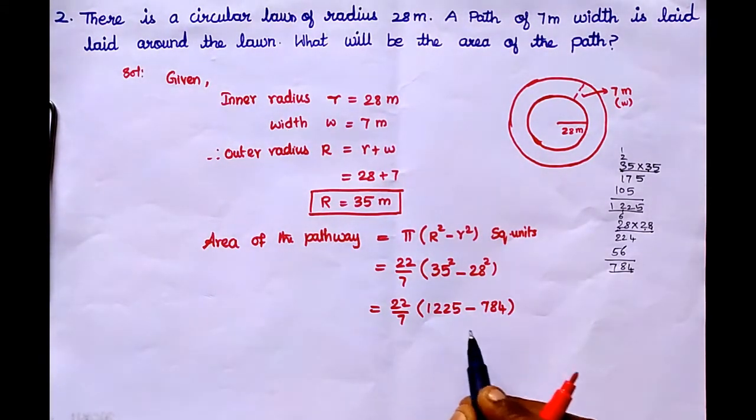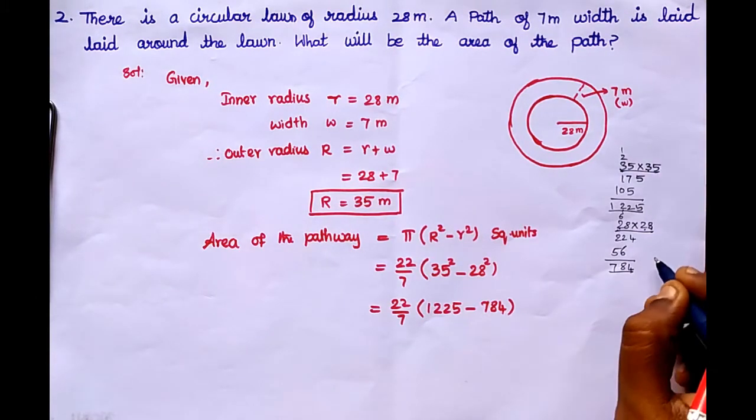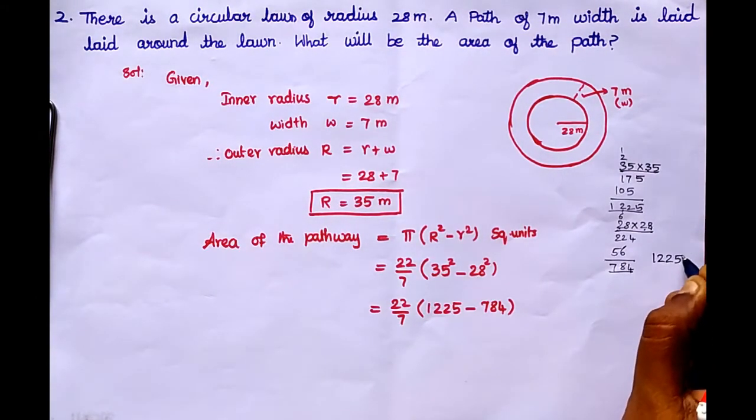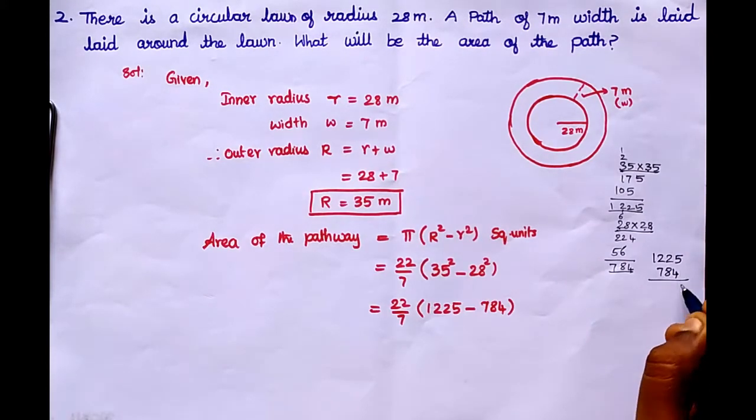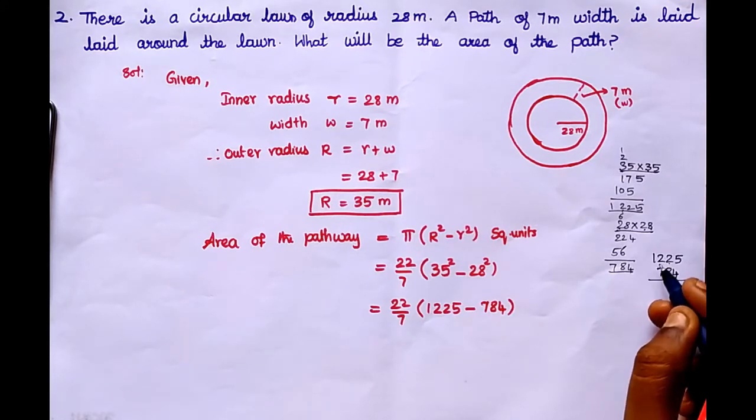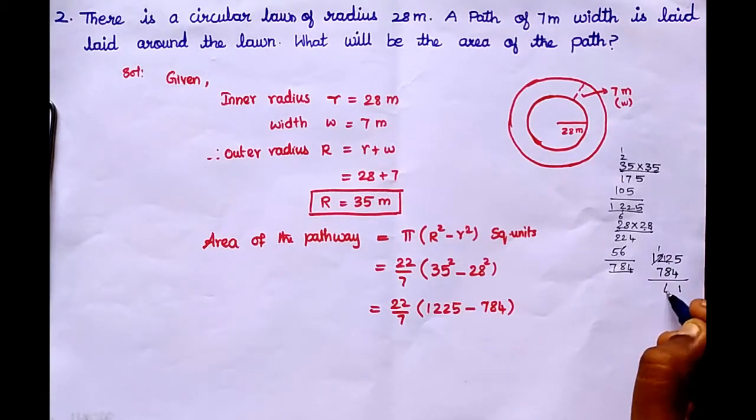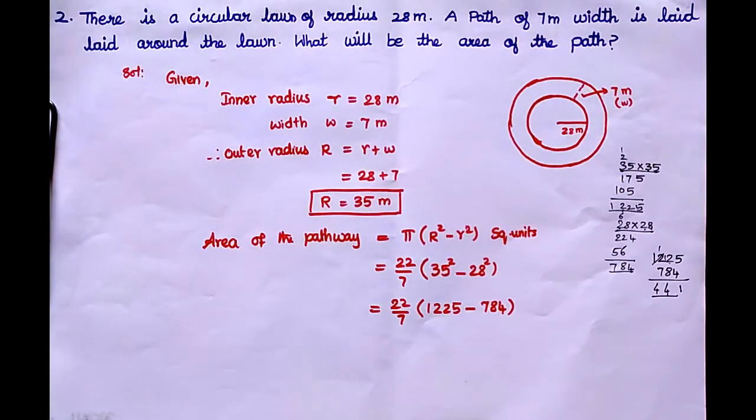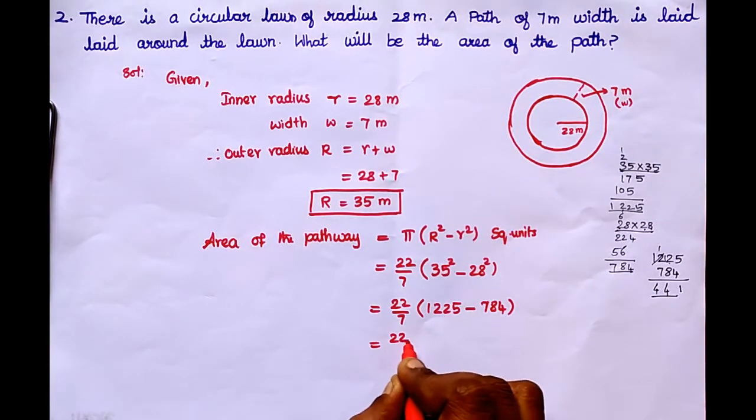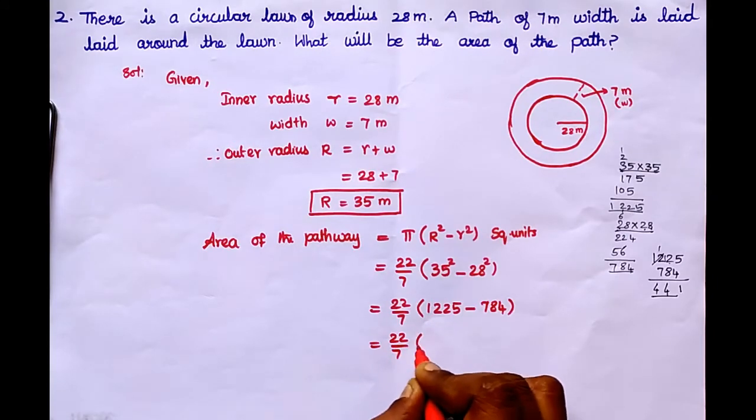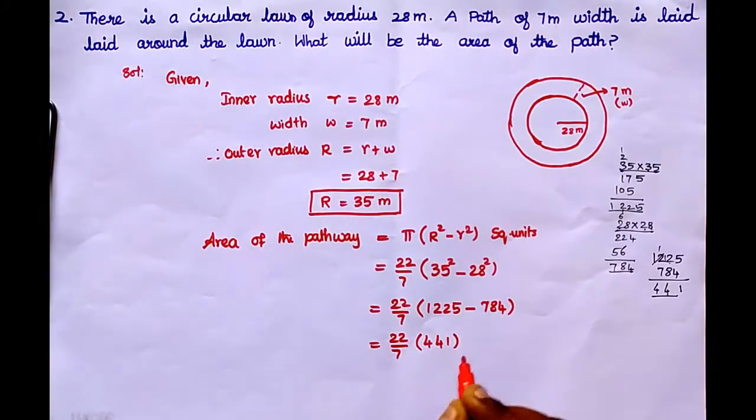Now what we have to do? 1225 minus 784 means we get... Here 2 minus 8 is not possible. Borrow 1 from here. It becomes 11. Here it becomes 12. 12 minus 8, 4. 11 minus 7, 4. 22 by 7 into 441.